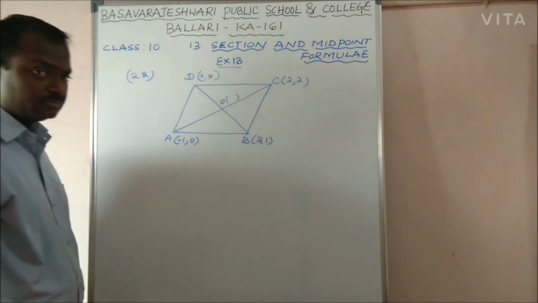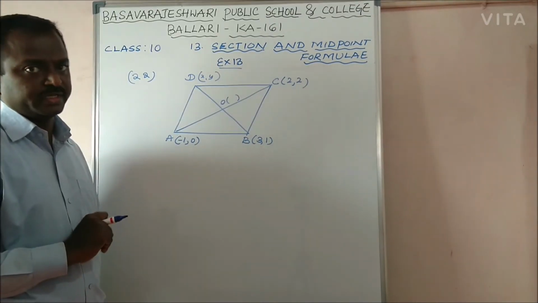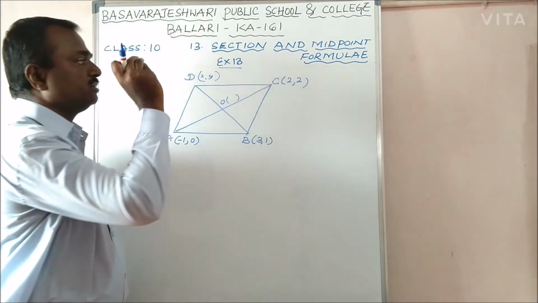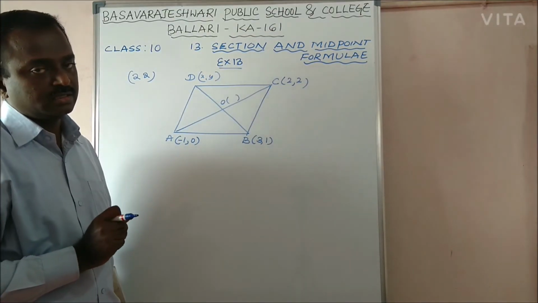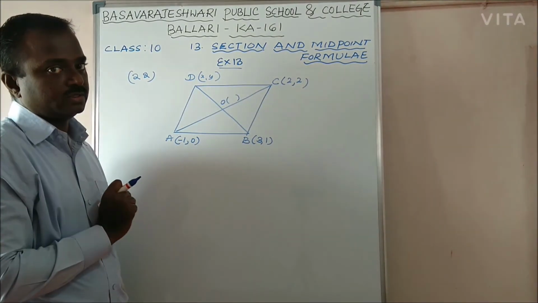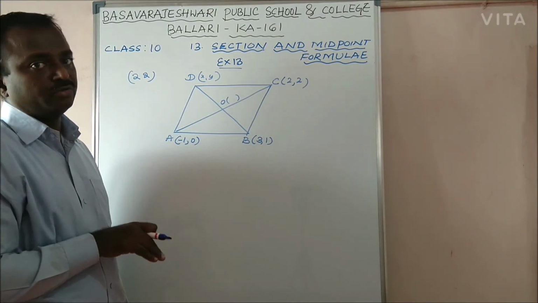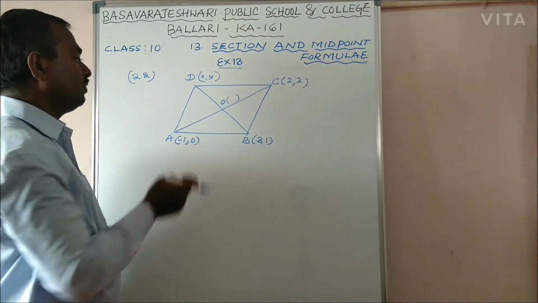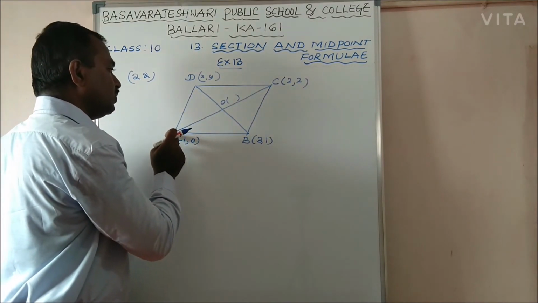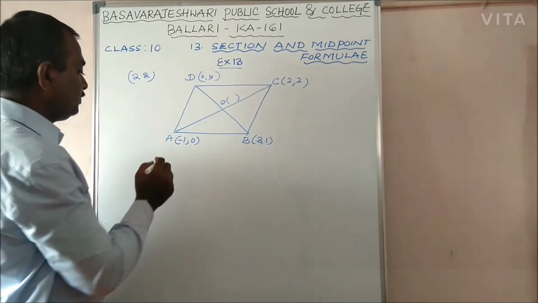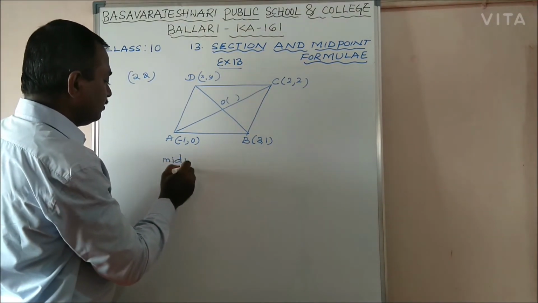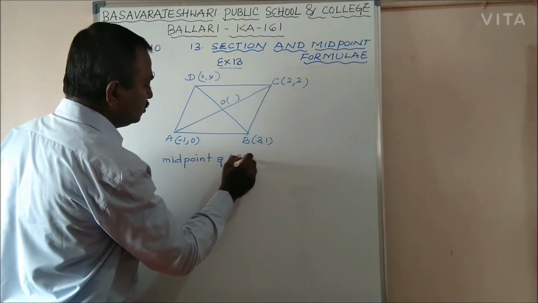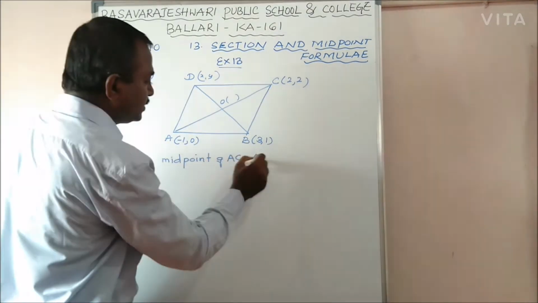Okay. In order to find the fourth vertex, I need the intersection point of the two diagonals, that is O. If I know the O coordinates, using the midpoint formula I can find D. But we don't know O. So what do we have to find out? How to find the midpoint O using AC? Midpoint of AC is equal to O.